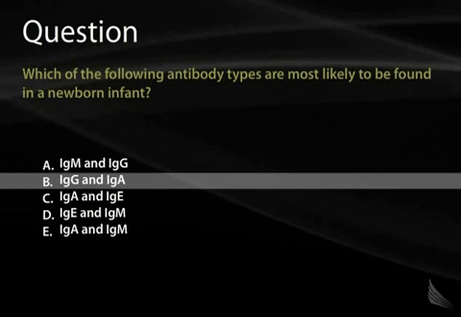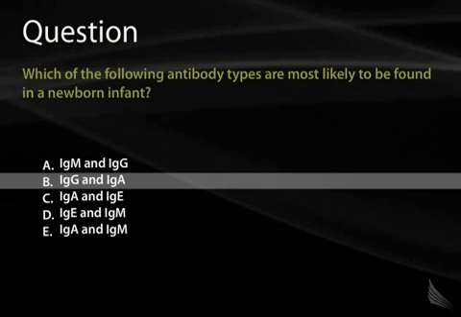The correct answer here is B. IgG and IgA. Again, we can go through these one at a time. We have 4 different antibodies we need to concern ourselves with: M, G, A, and E. So let's talk about them. Would you expect to find IgM in a newborn infant? No, not unless that infant was infected, actively infected, either right before birth or during the birthing process. So you wouldn't expect that to be there.